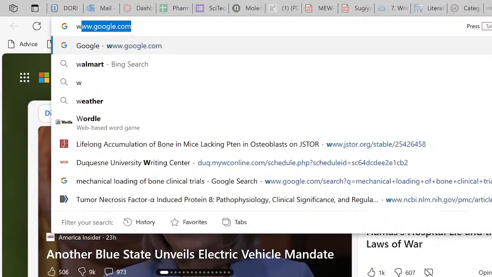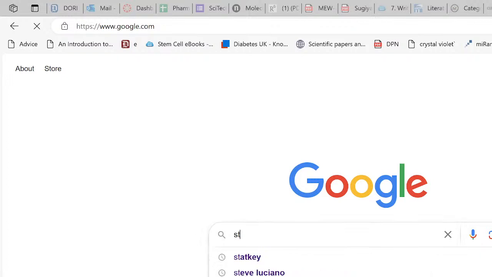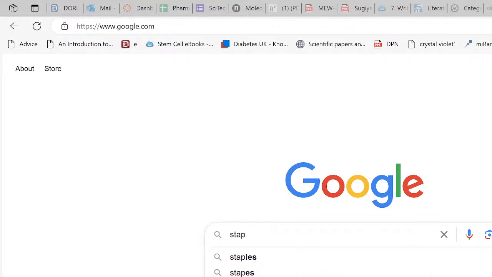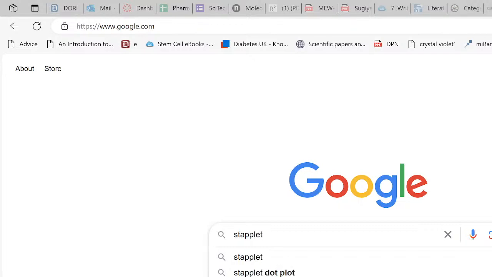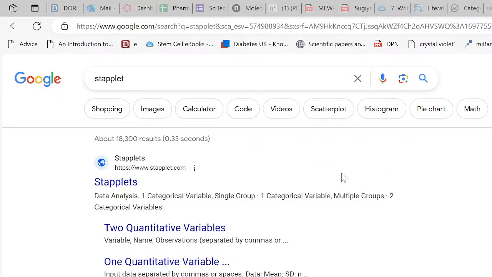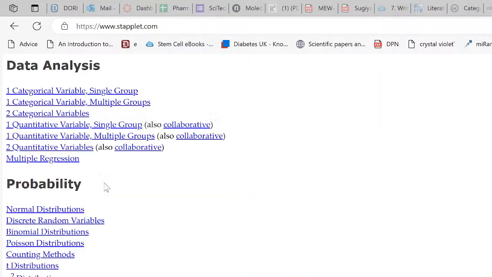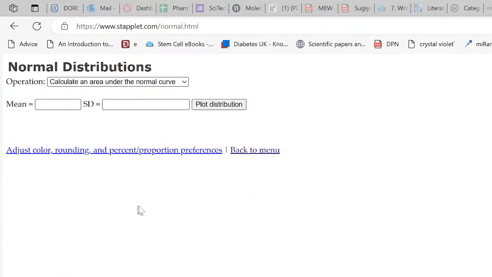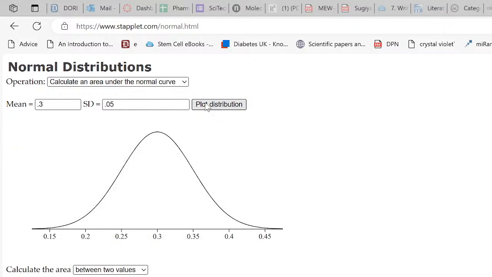Just run to your favorite app. We're not using tables or anything like that. Nobody uses tables anymore. So, probability, normal distribution. Again, the mean is 0.3 and the standard deviation is 0.05. Okay. And it does everything except label it for us. Yeah? And what we want, what did we want?